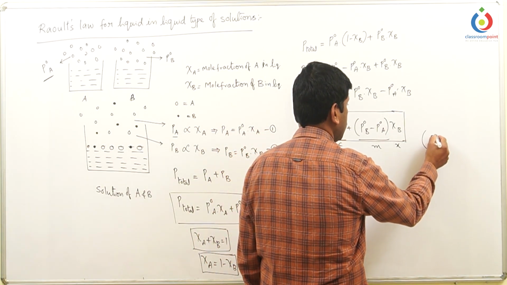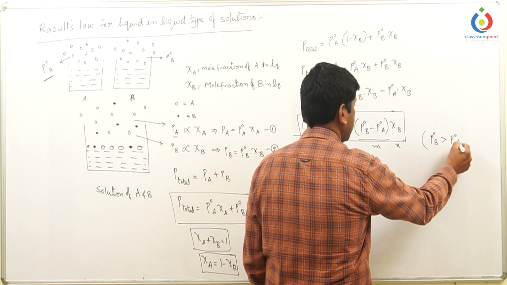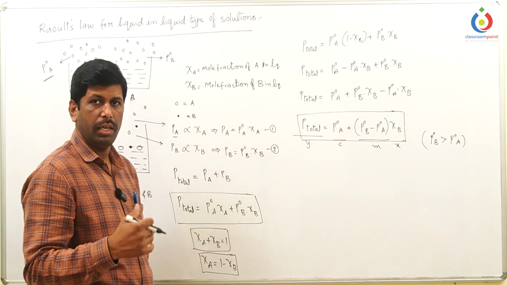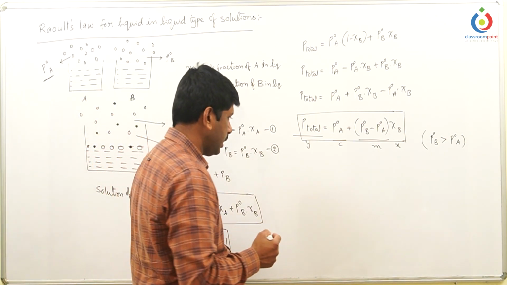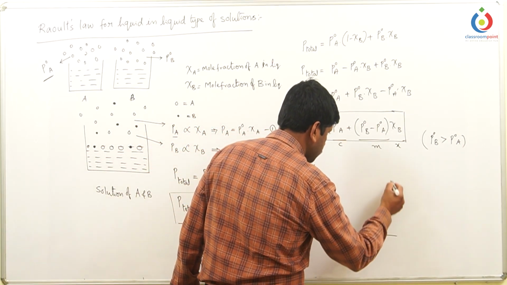So I am taking here P naught B is more than P naught A. That means B liquid is more volatile than the A liquid. You can take A liquid as more volatile than the B liquid also. Anything can be taken. So let us draw a graph.